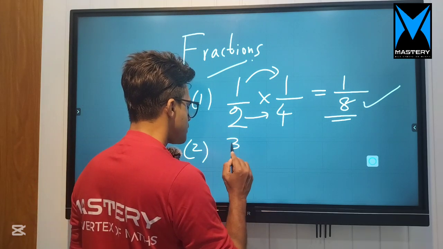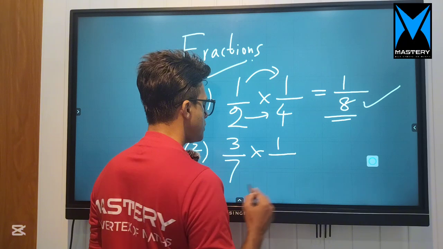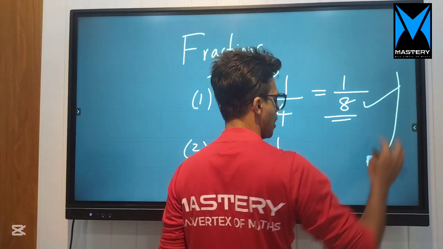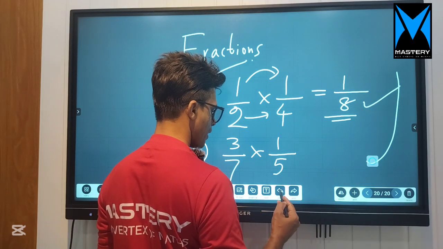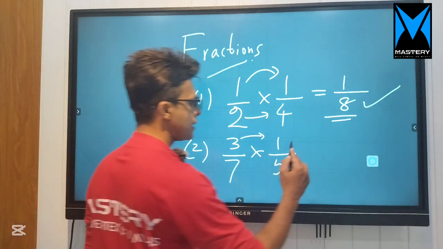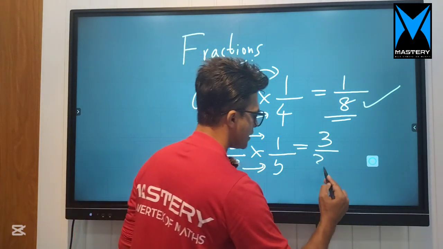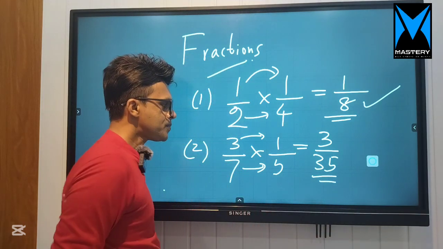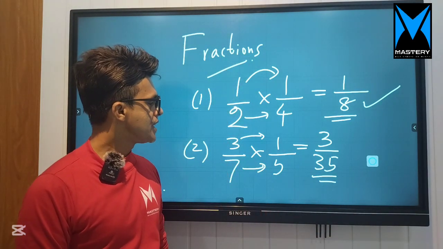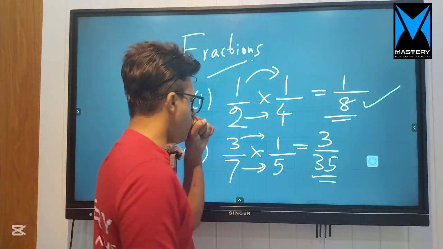Think of this one. 3 over 7 into 1 over 5. How can you multiply this one? Then 3 into 1. What is 3 into 1? It is 3. Then 7 times 5 is 35. This is the answer. These types of sums you could simplify easily using this way.